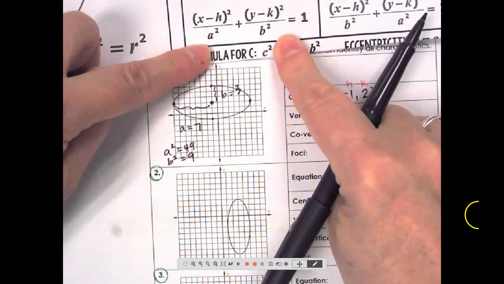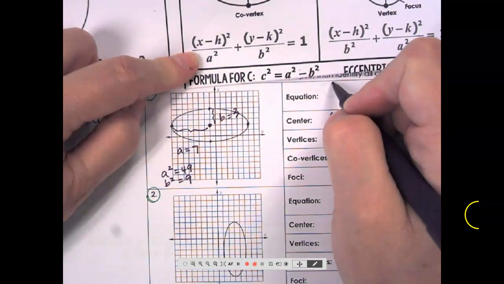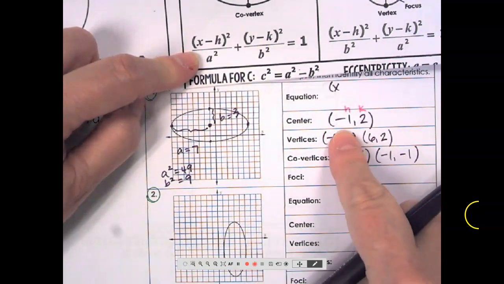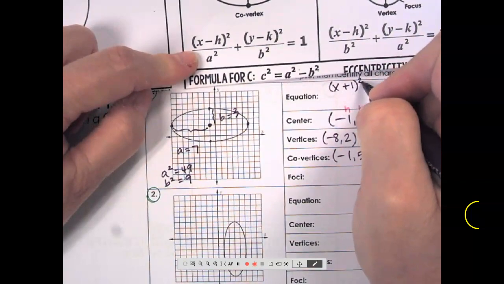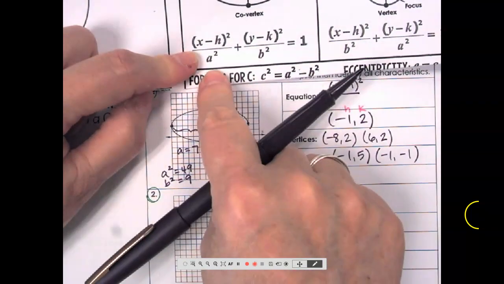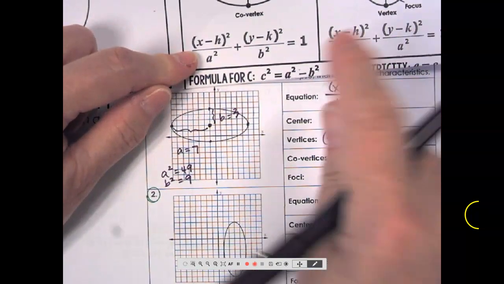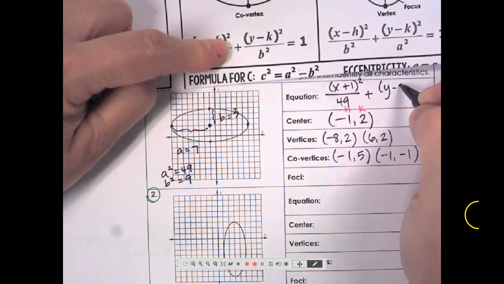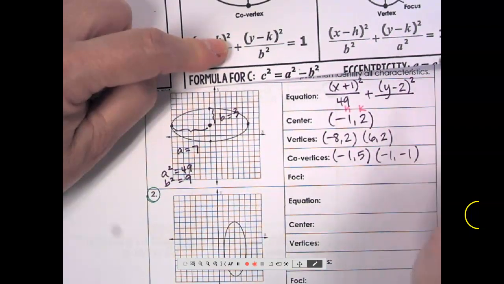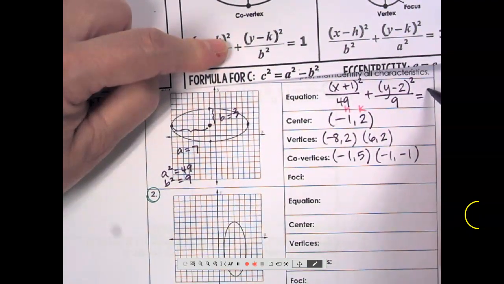This is horizontal. So for horizontal, I'm using this equation right here. So I need x minus h. Well, if h is negative, when I subtract the negative, it'll become x plus 1 squared over a squared. A squared was 49. Plus y minus k, y minus 2 squared over b squared. B squared is 9, equals 1.